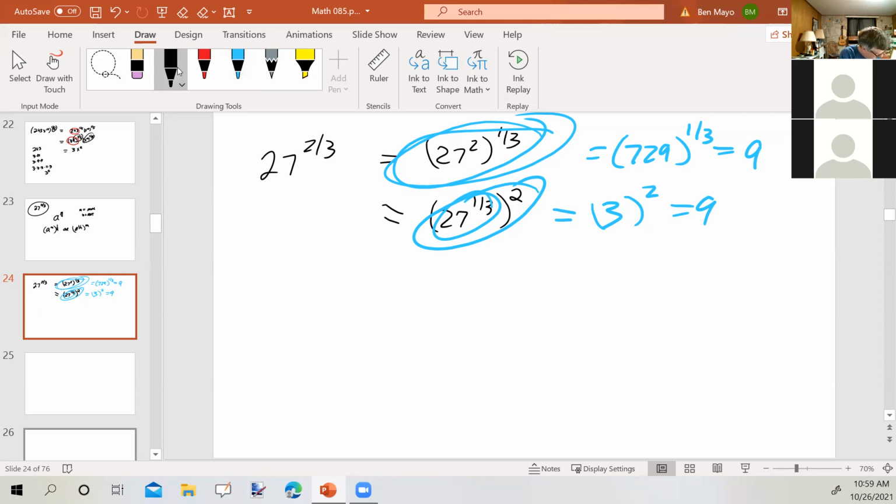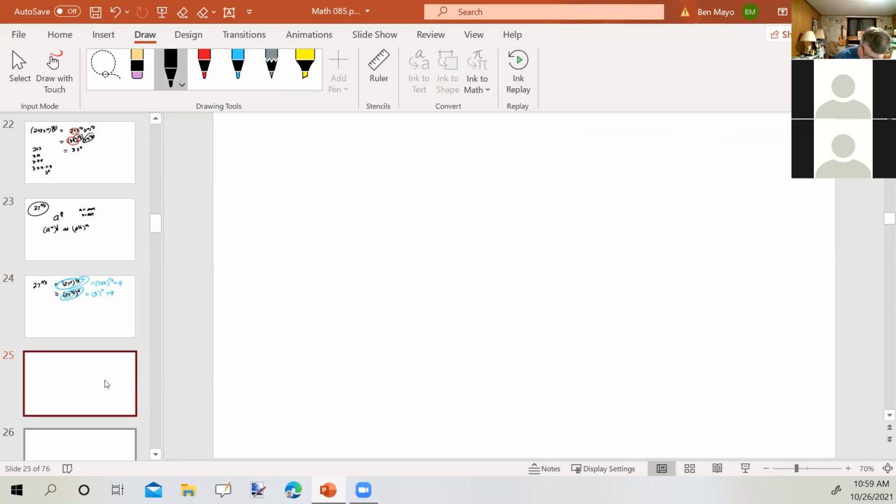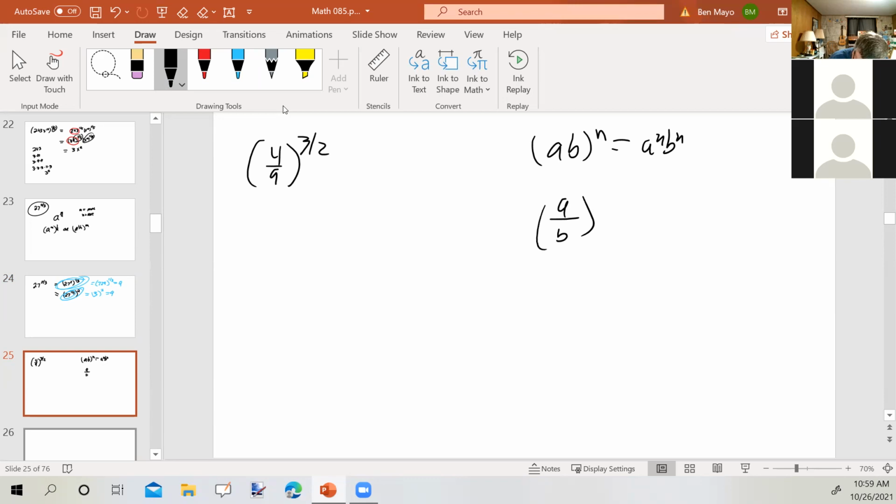Let's see here. 4/9 to the 3/2 power. Here's a rule I covered earlier. I said if you have a product to a power, you attach the power to each factor. If you have a quotient to a power, you attach the power to both the numerator and the denominator. So this becomes 4 to the 3/2 power over 9 to the 3/2 power.